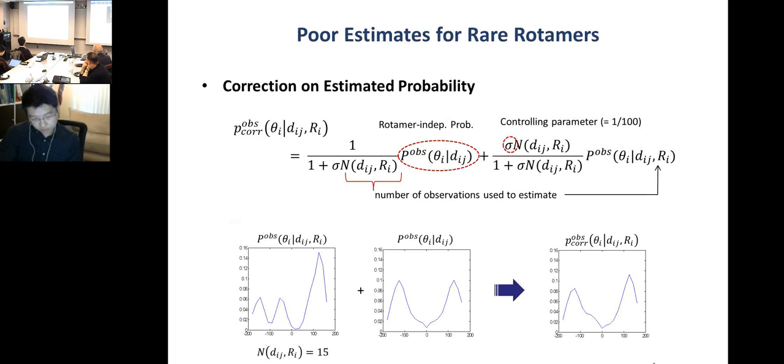Still, we had a problem in obtaining sufficient statistics, so we employed some other remedies. Because some rotamer states are very, very rarely observed in the database, in this case the probability density is corrected by combining the rotamer-dependent probability and the rotamer-independent probability. So as you can see, this poorly estimated probability density is corrected by combining this distribution.